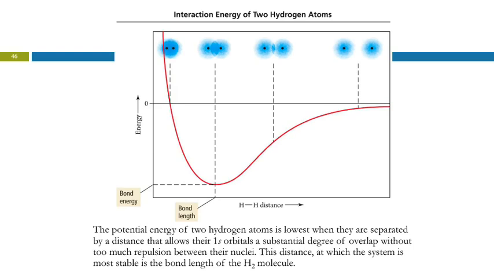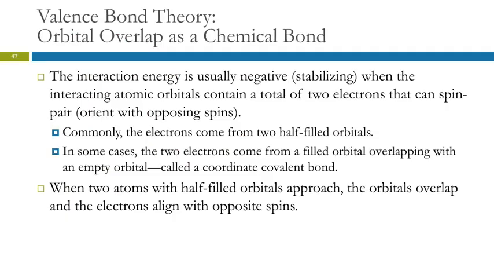So the interaction energy is usually going to be negative, which stabilizes, when those interacting orbitals contain a total of 2 electrons that can spin pair, meaning they can orient with opposing spins. Because how could you have shared electrons attracting these things together when those electrons are repelling each other, right? Because they're negative charges. So that's where the spin comes in. And it's a lot more complicated than this, but you can just sort of think of it as, well, when they're opposite spins, then they're okay to be close together.